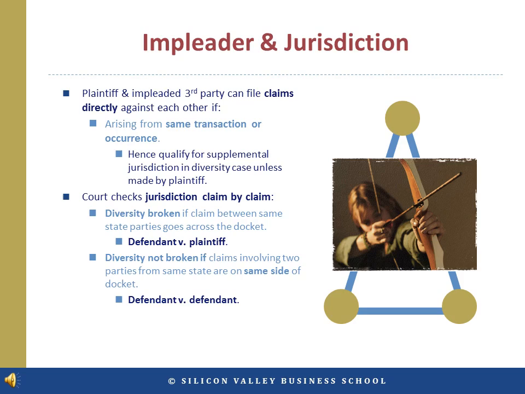Complete diversity jurisdiction of the federal court is broken if the claim goes across the docket from the plaintiff's side to the defendant's side, and the two parties are from the same state. However, two parties from the same state can be on opposite sides of the docket, so long as there are no direct claims between them. If the impleaded third-party defendant and the plaintiff are from the same state, diversity is not broken if there are no claims between these two parties, and the claims instead go from defendant to defendant.